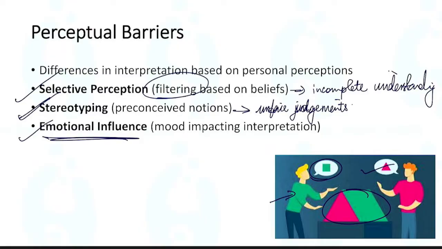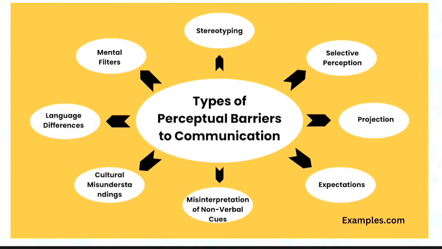So to be neutral, you have to be psychologically fine, emotionally devoid of any influence, unprejudiced, and you should be able to use all your senses completely. Only then can the perceptual barriers be mitigated. Fine. Next, these are the certain perceptual barriers which I was talking about.